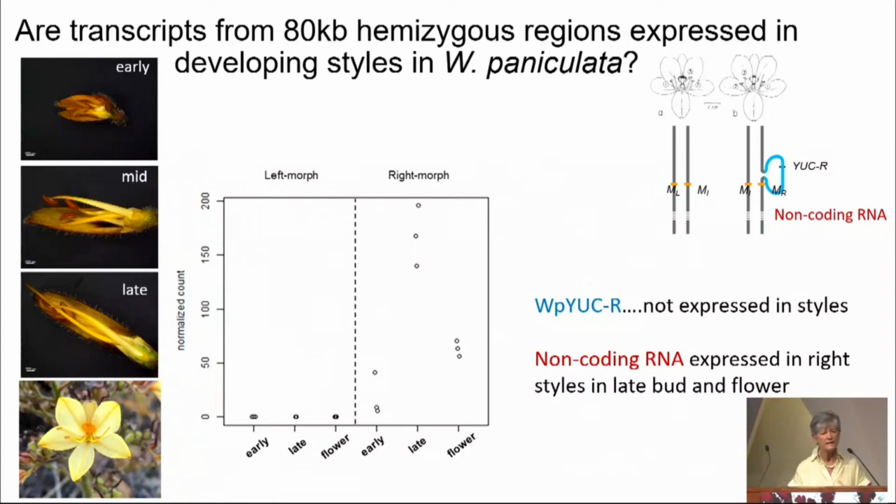So we started off looking at the styles of Wachendorfia paniculata. I'm not sure why we just concentrated on the styles in the first place, but we did. And to our surprise, if you look at this hemizygous region, we had identified this gene YACA-R that's present in the hemizygous region. It's involved in auxin biosynthesis, and so we thought, that's a fantastic candidate. When we looked at expression with an RNA-seq analysis, there was 0 YACA-R expression. Instead, there was a non-coding RNA that was expressed in the right morph flowers.